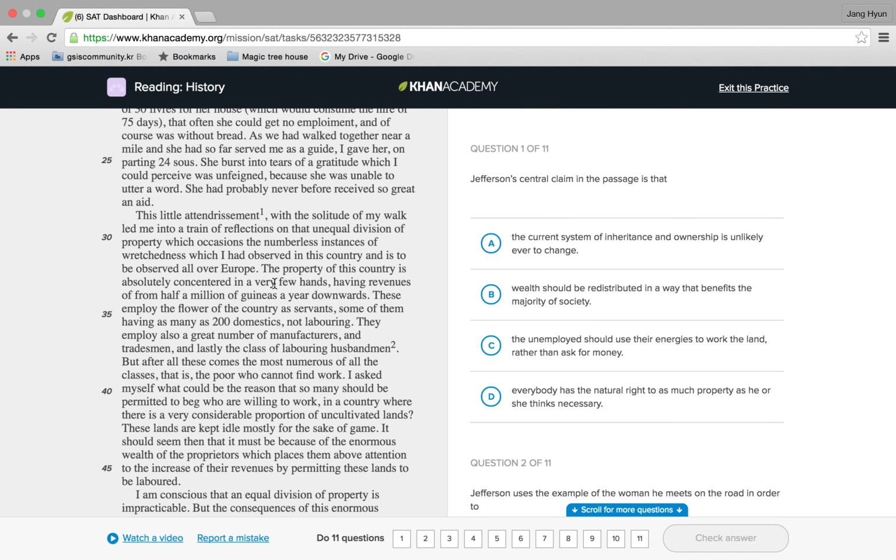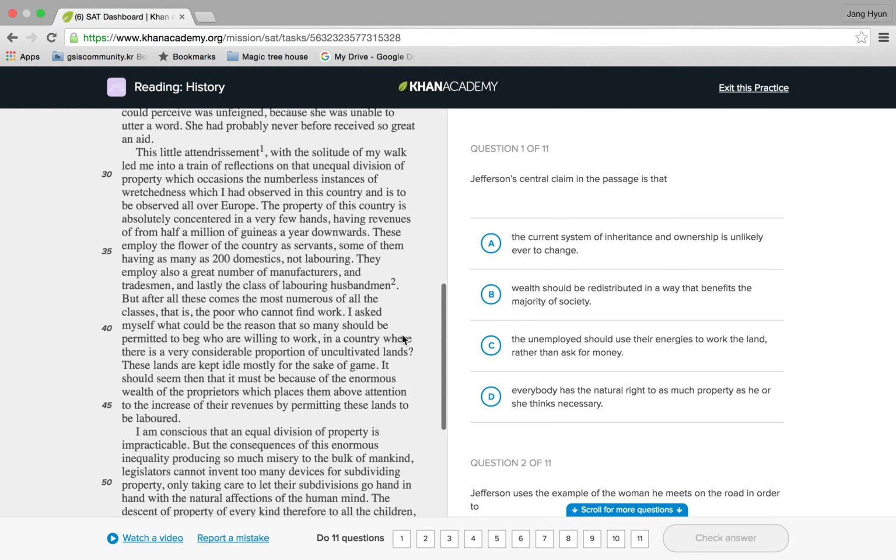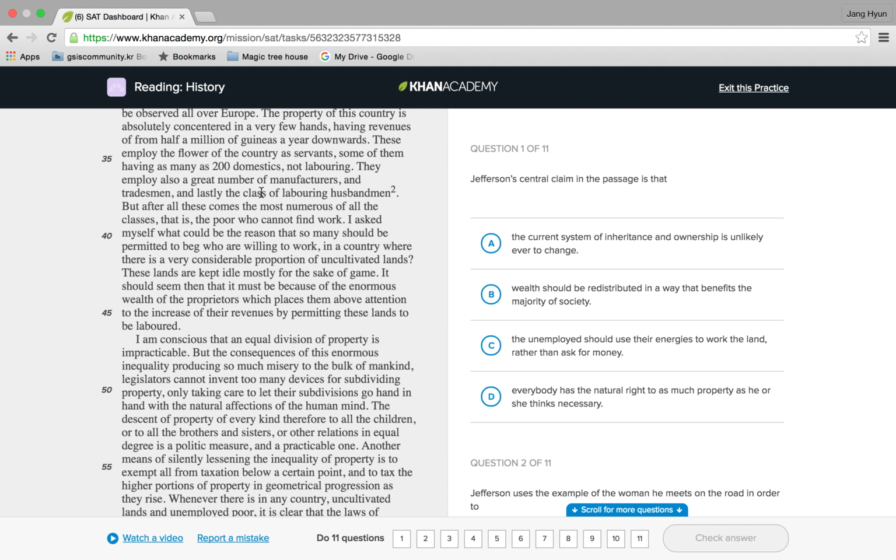The property of this country is absolutely concentrated in a very few hands, having revenues of from 500,000 guineas a year downwards. These employ the flower of the country as servants, some of them having as many as 200 domestics not labouring. They employ also a great number of manufacturers and tradesmen, and lastly the class of labouring husbandmen. But after all these comes the most numerous of all the classes, that is, the poor who cannot find work. I ask myself what could be the reason that so many should be permitted to beg who are willing to work in a country where there is a very considerable proportion of uncultivated lands.